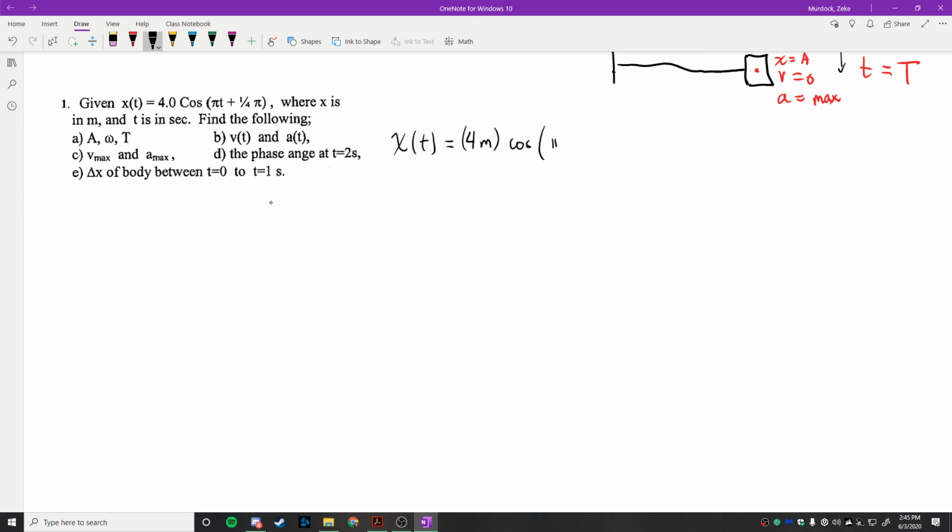Well, that pi needs a unit too, so it's basically pi radians per second times t, and then plus pi over 4, and then this is just radians. All this means, in comparison to what we just described, is that time equal to 0 is not the time when the object is in the same position.